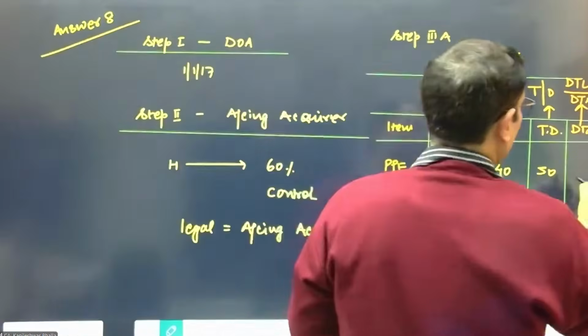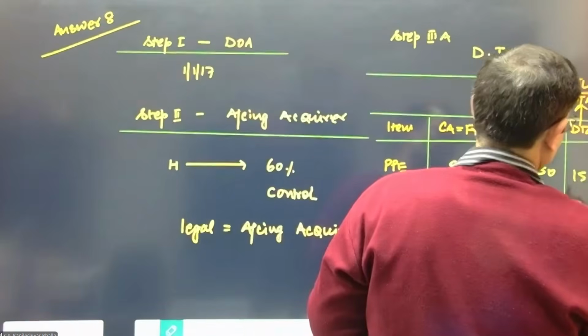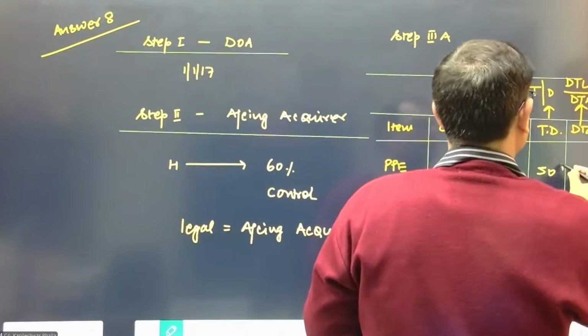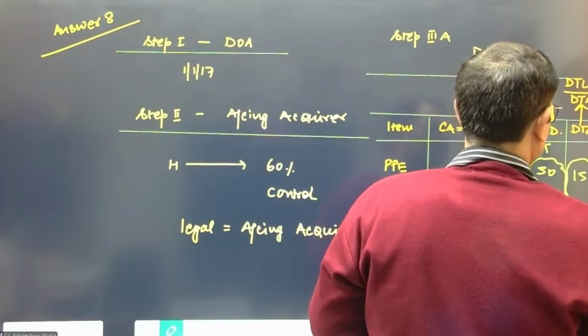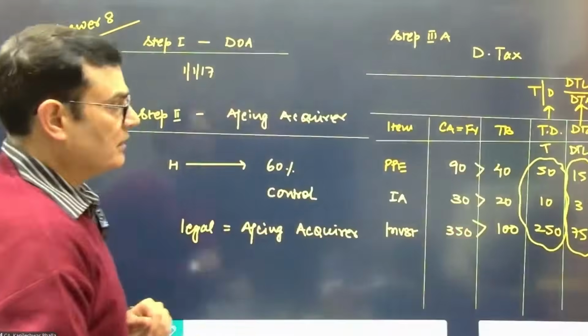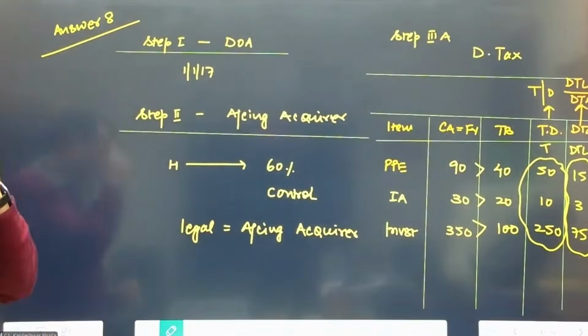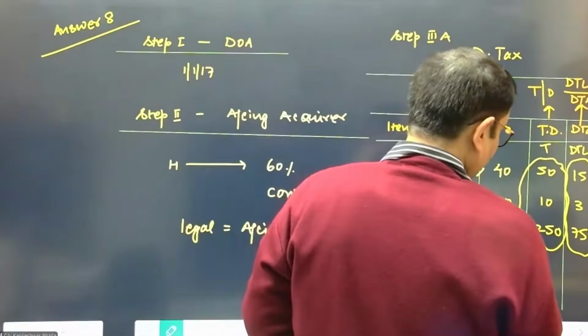So now we consider 30%. This is all going to lead to deferred tax. 30% would mean 15, 3, and 75. So I'm just putting this. This is all taxable, and this is all DTL. Okay, now we need to scrutinize further to identify if there is any other item where the fair values and the tax base will differ.